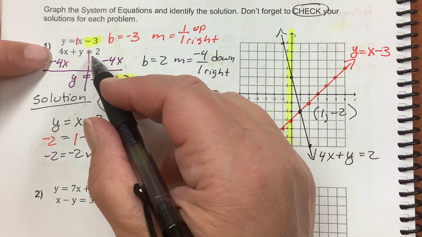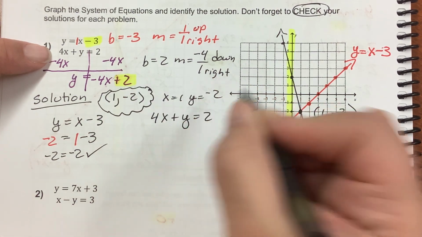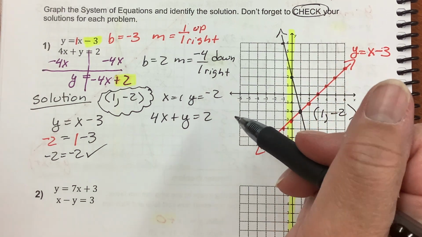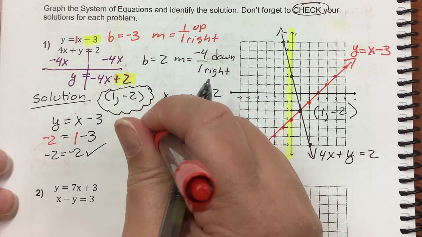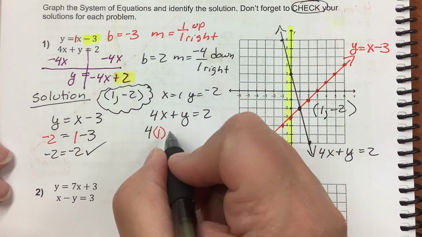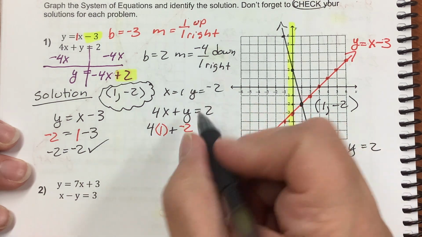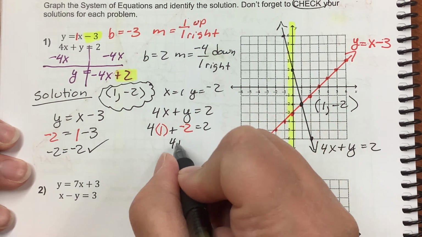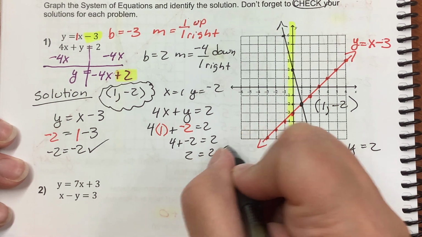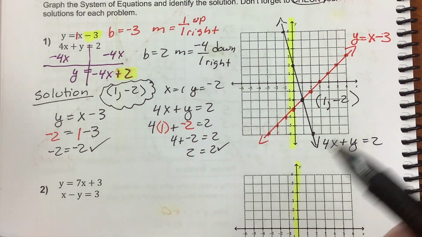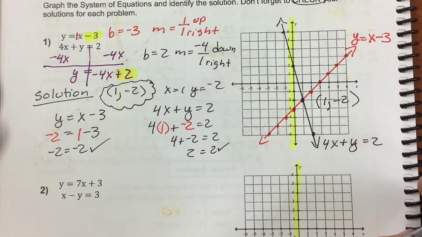Now I have to go back to the other original equation, 4x plus y equals 2. You're checking it in the original equation. Be careful that you're doing that. Here we go. 4 times 1 plus -2 equals 2. 4 plus -2 equals 2. Well, 4 plus -2 is 2. That works. Now, if you need to stop and use a calculator, do that. But this point works in both equations. Therefore, it is a solution to both equations.